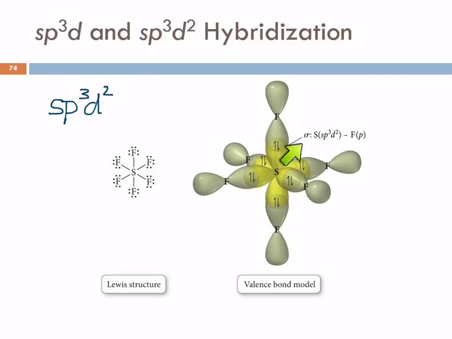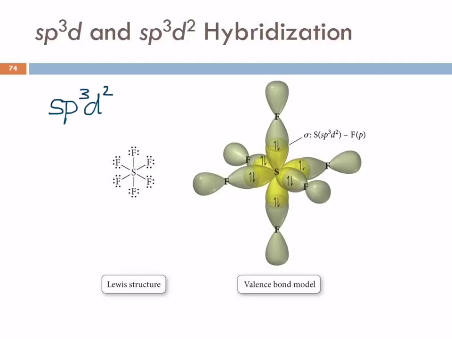So again, the labeling of these bonds: this is a sigma because it's end-to-end overlap. Sulfur, S for sulfur. On the sulfur, the orbital that's overlapping is that hybrid orbital, and then there's a dash, and the other atom, well, it's pointing to this one. The other atom is fluorine, and on the fluorine, it's just the unhybridized p orbital.